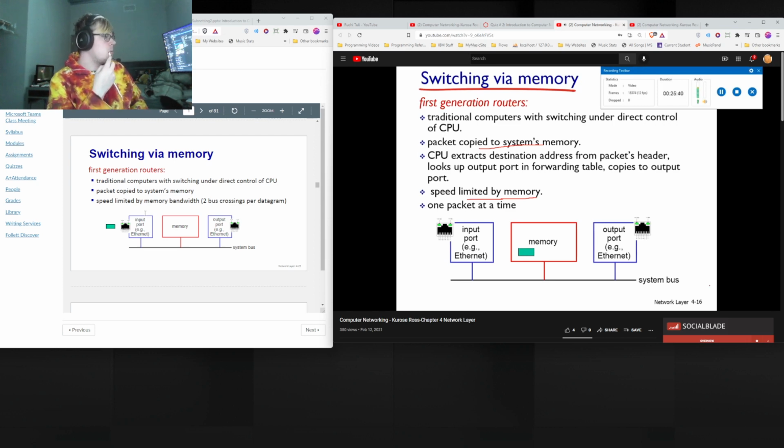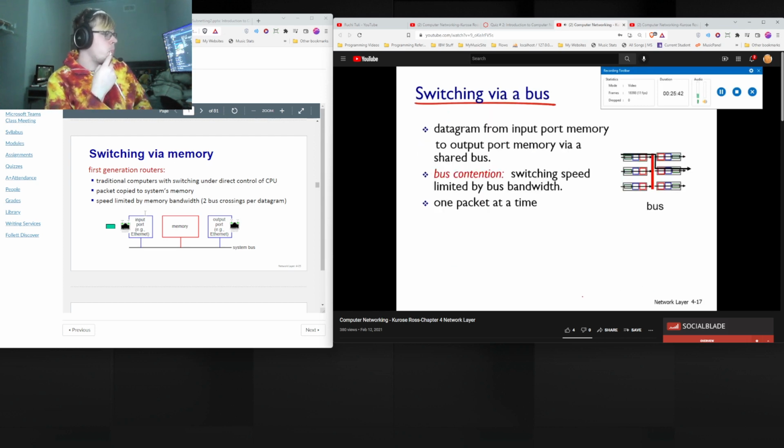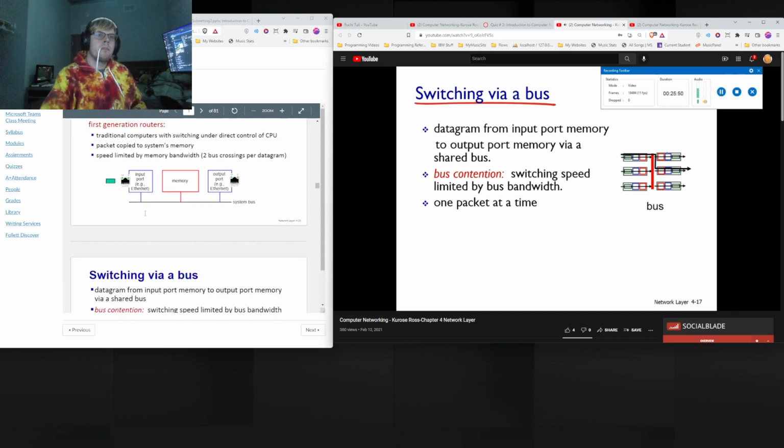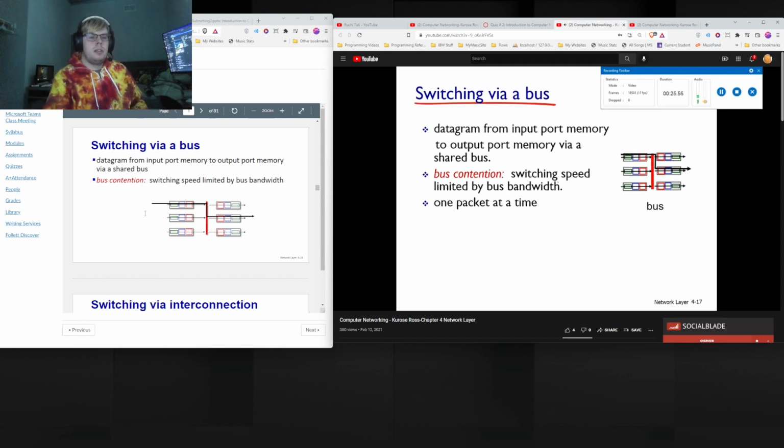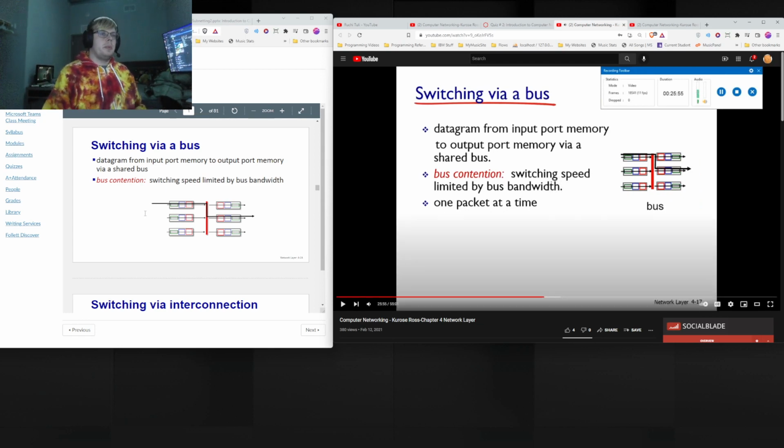Alright, so coming to the next, which is switching via bus. So what happens in this, let's understand. Okay. And this one's limited by the bus bandwidth. Bruh, all of these are just limited.